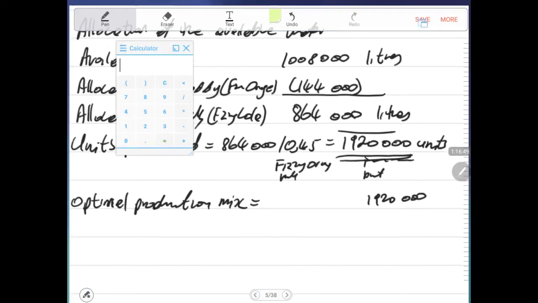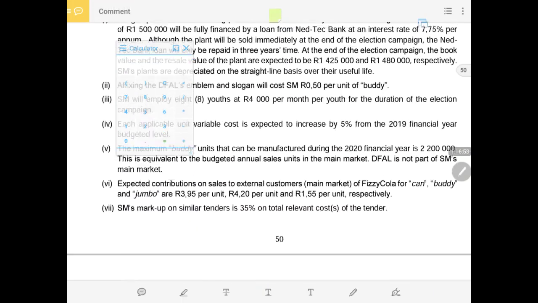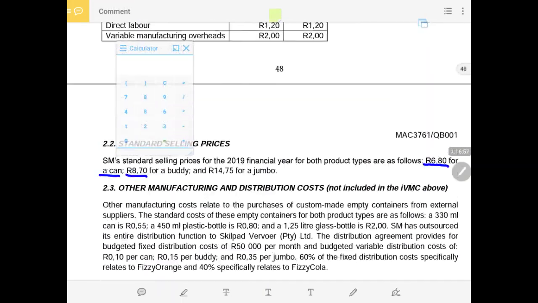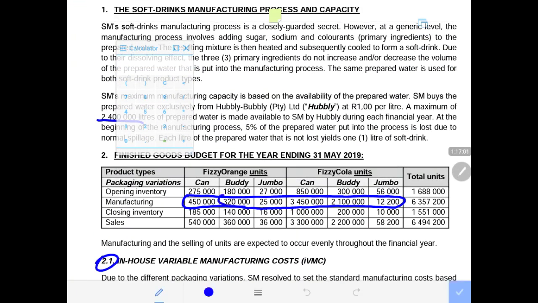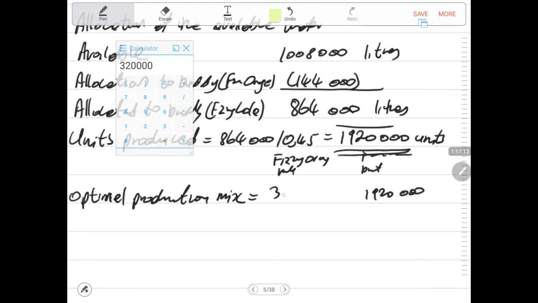Let us look now how many units is fizzy orange body requiring to produce. Fizzy orange body budget in terms of units, it was 320,000. Let us check if that's 320,000: 144,000 divided by 0.45 gives us the same 320,000, just doing it in reverse, 320,000 units.